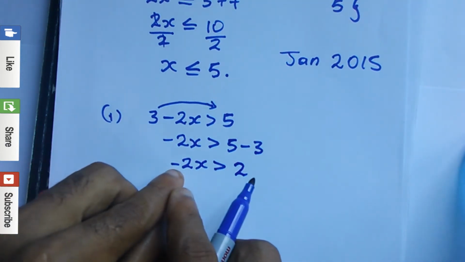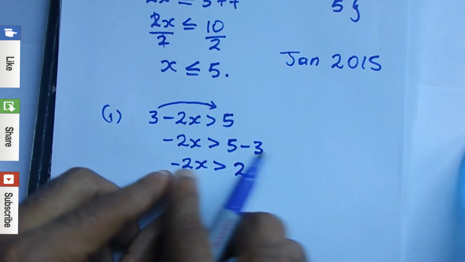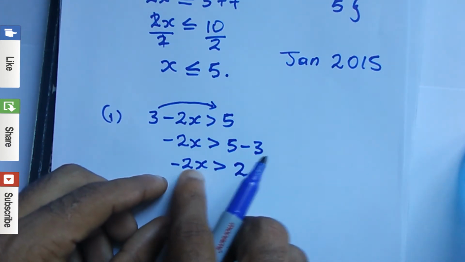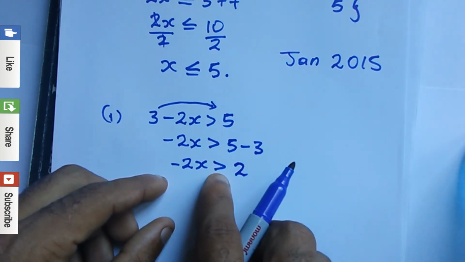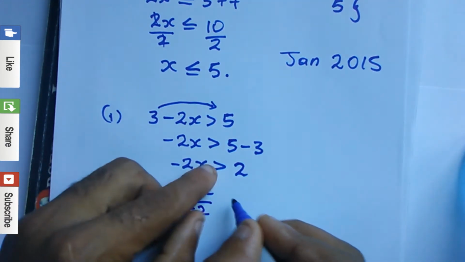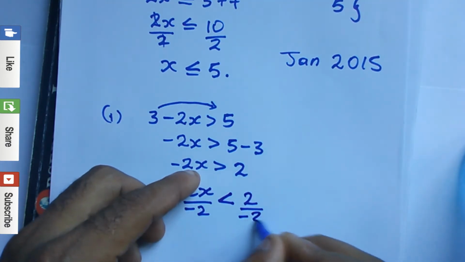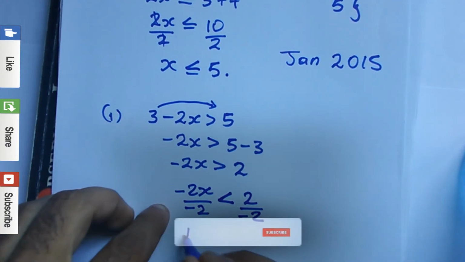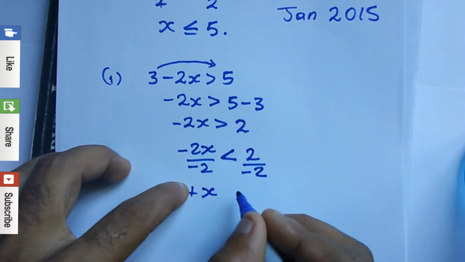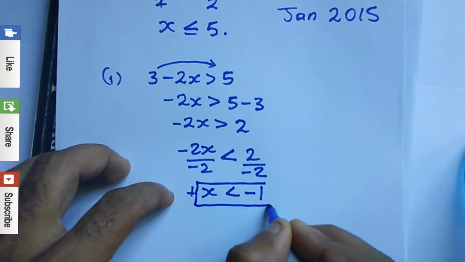But if you realize this 2 has a negative sign, so the coefficient for x is negative 2, whenever we're dividing by a negative number to solve for x, I'm going to have to change the inequality sign. So I'm going to have minus 2x divided by minus 2. Instead of greater than, I'm going to have less than 2 divided by negative 2. So negative divided by negative is positive. Positive x is less than negative 1. So this would be our answer.